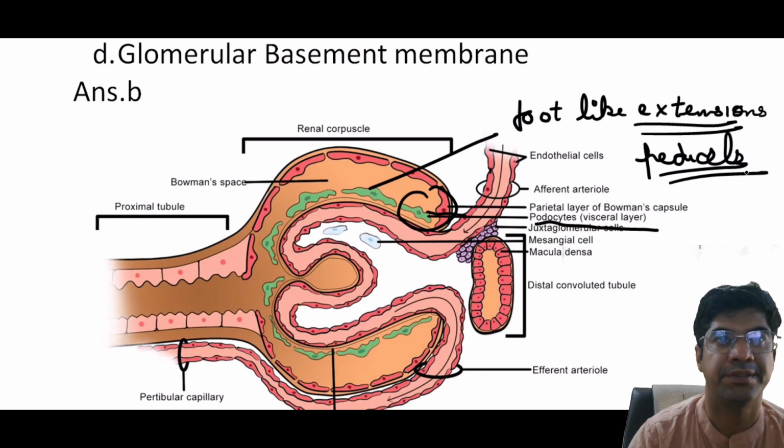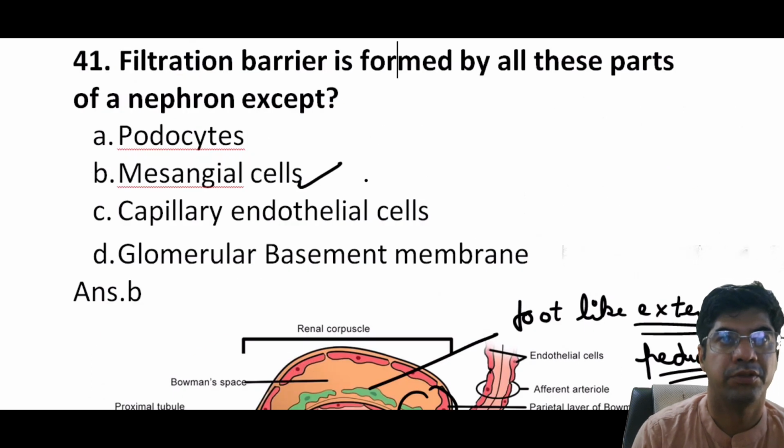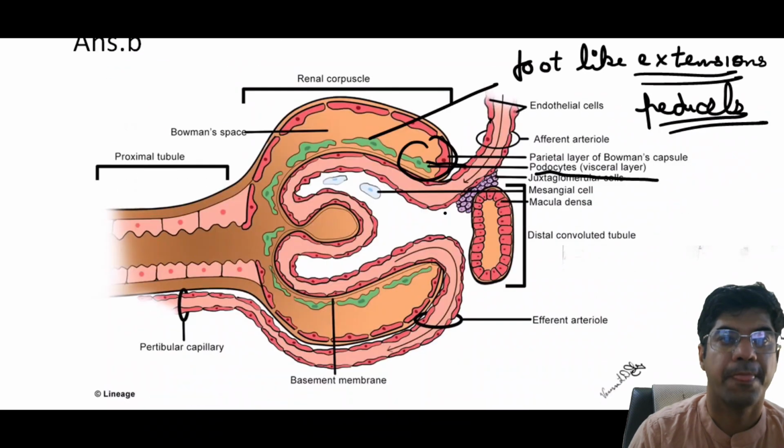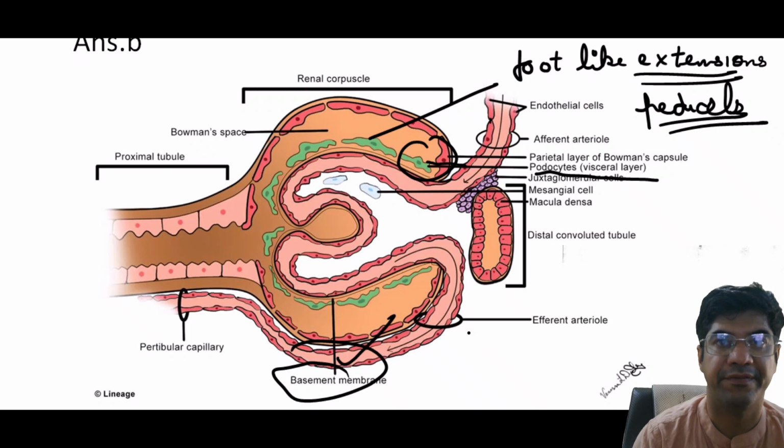The second option is capillary endothelial cells. These cells line the glomerular capillaries and allow passage of water and small solutes. The third is the glomerular basement membrane. It is a thick gel-like extracellular matrix that lies between the capillary endothelial cells and the podocytes. So it acts as a physical barrier to the passage of large molecules.